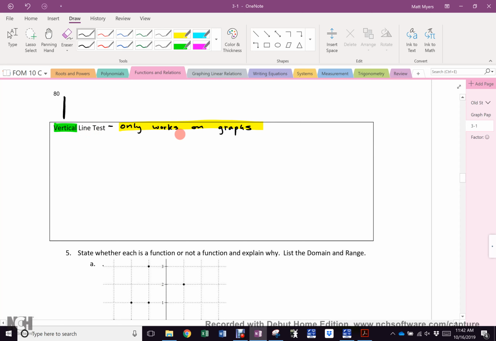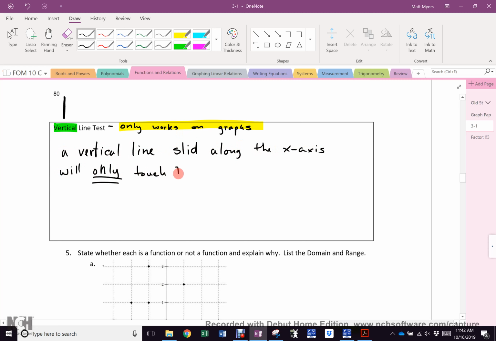So this only works on graphs. Now, ladies and gentlemen, here's how it works. A vertical line slid along the x-axis will only touch the graph once.